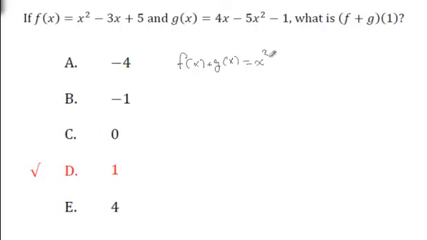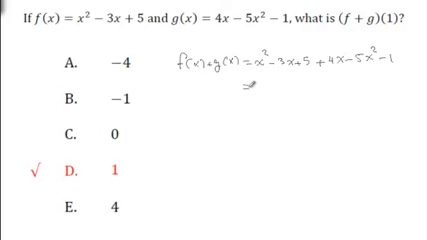Now, if you want to put them all together, you can put them all together, like x squared minus 3x plus 5 plus 4x minus 5x squared minus 1. Remember, if they say f minus g, you have to put all of this in brackets because the minus sign outside would reflect on all signs inside the bracket, okay?